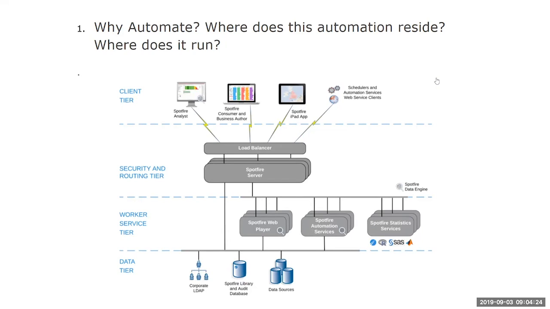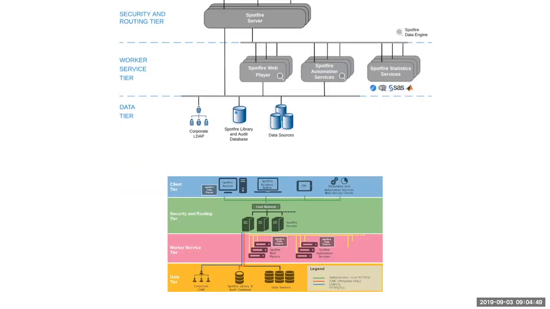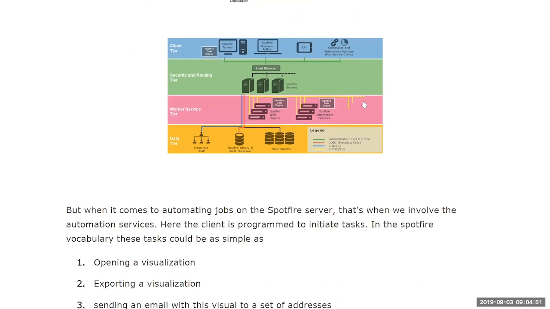My automation today is the kind of automation that comes while working with the Spotfire server. When you want to automate jobs, automation services is the simple web service that you will call upon in order to do the same. Here, the client is programmed to basically just initiate the task. And before I jump further, another view, which is very similar, but just color-coded, shows you the worker service tier. This is another tier wherein the automation services resides and talks with the server. So let's get to it.